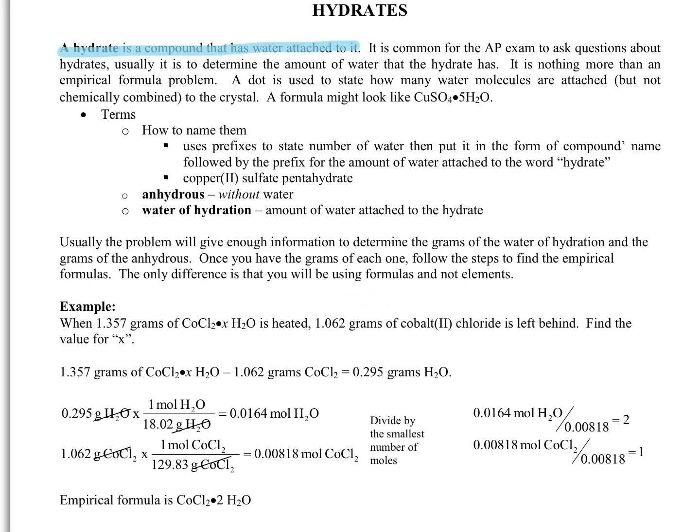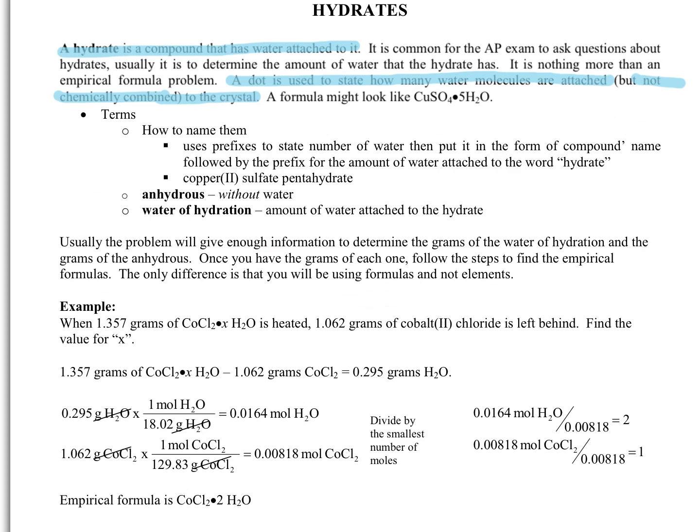So these are going to be very common on the AP exam, so we want to make sure we know what it is we're talking about when we see hydrate, and we know this ratio. So when we talk about a hydrate, we use a dot to state how many water molecules are attached. Remember, it's the word attached, not chemically combined, to the crystal.